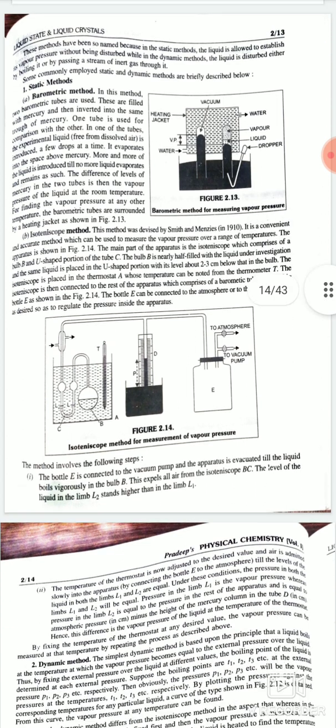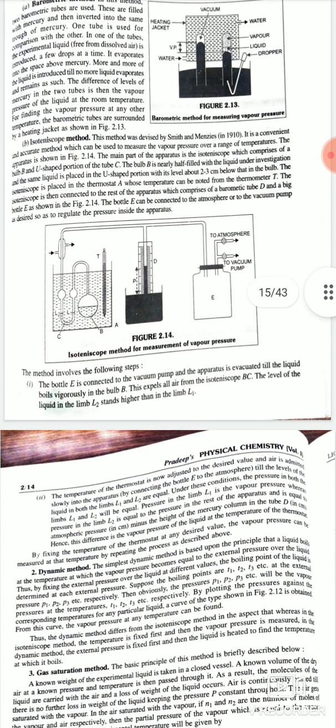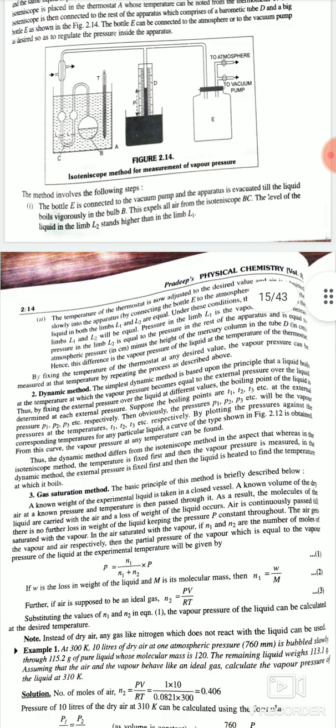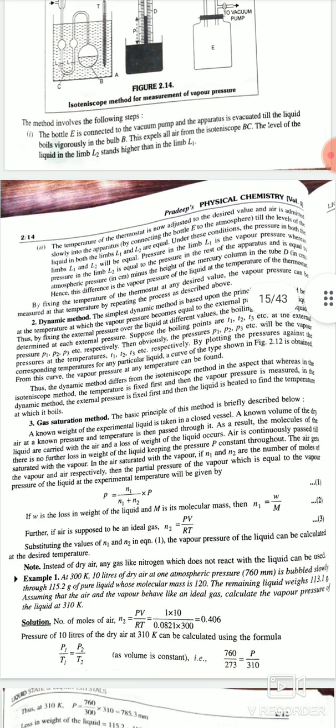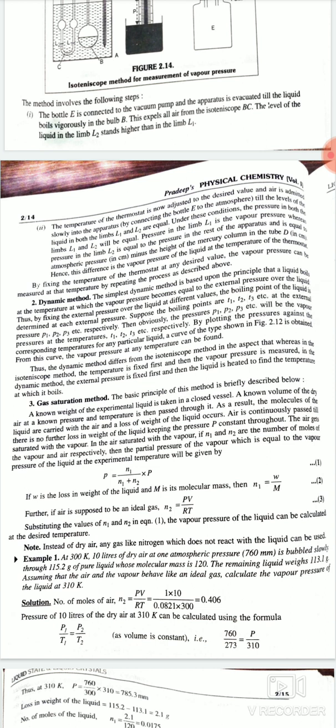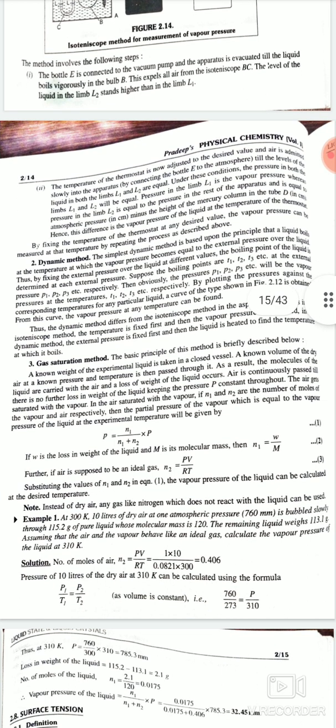Second step, the temperature of the thermostat is now adjusted to the desired value and air is admitted slowly into the apparatus by connecting the bottle E to the atmosphere, till the levels of the liquids in both the limbs L1 and L2 are equal.